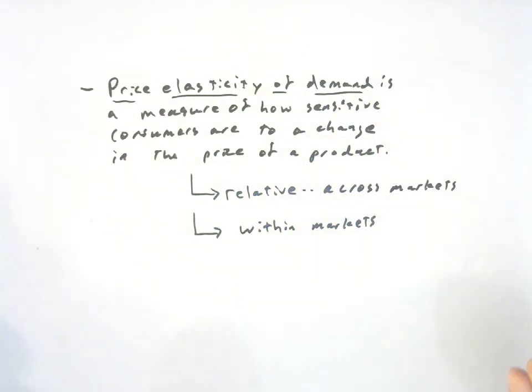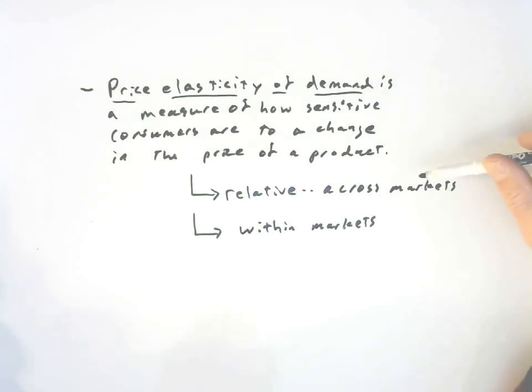So we're going to take a step back in the sense that we're only going to be working with the demand curve again. Price elasticity of demand is simply a measure of how sensitive consumers are to a change in the price of a product. As price changes by some percentage, what is the percentage change in quantity demanded? So we're analyzing relative movements along the demand curve. We're not shifting the curve when we analyze price elasticity of demand.